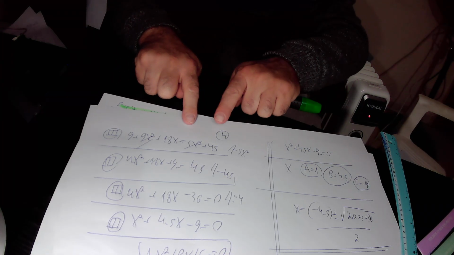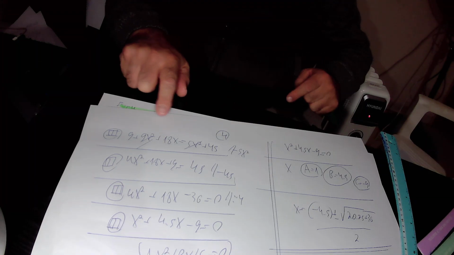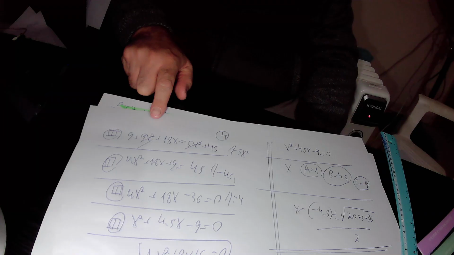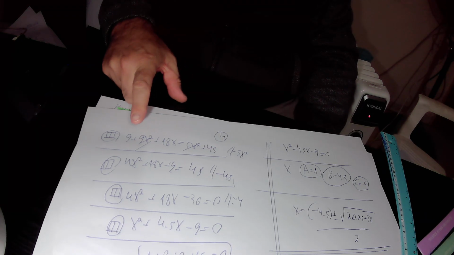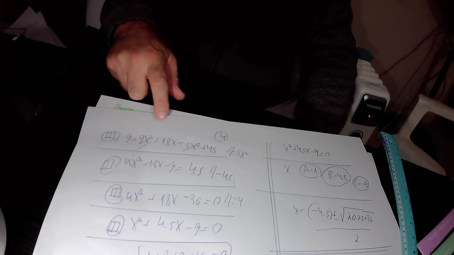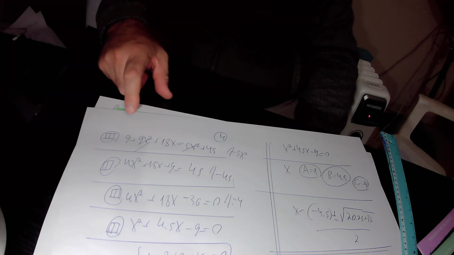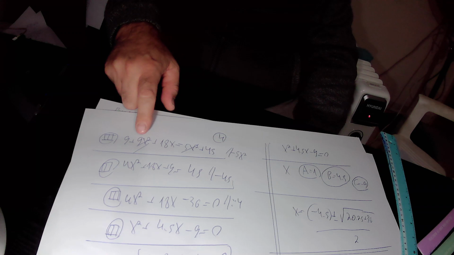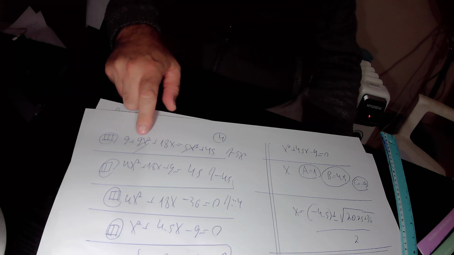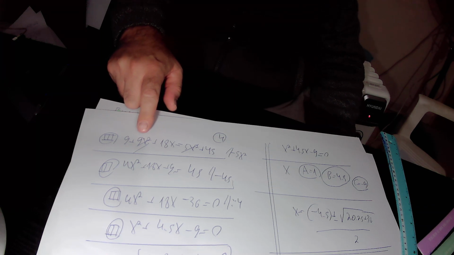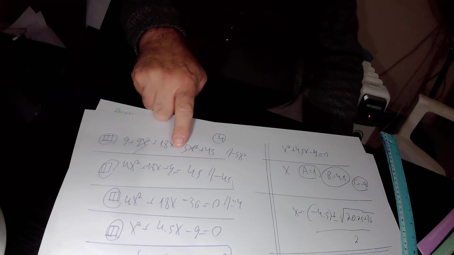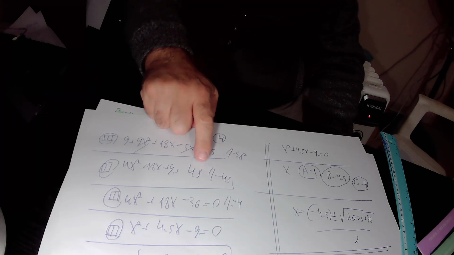Here we subtract 5x squared from this equation, so the 5x squared gets cancelled. 9x squared minus 5x squared is 4x squared, and we are left with 18x plus 9 equals 45. Here we subtract 45 from this equation. I have found that 4x squared plus 18x, and 9 minus 45 is minus 36, equals 0.